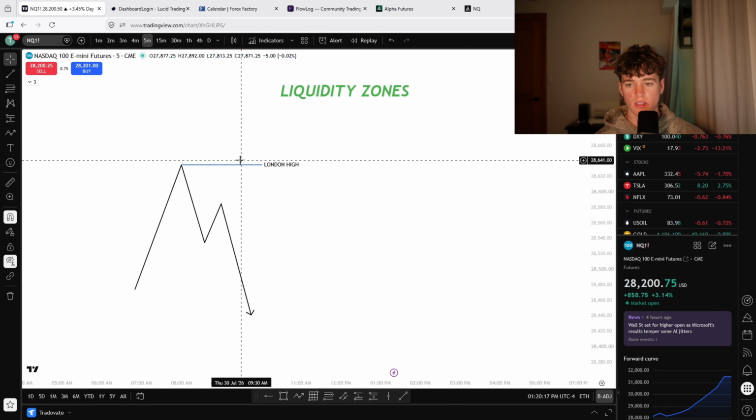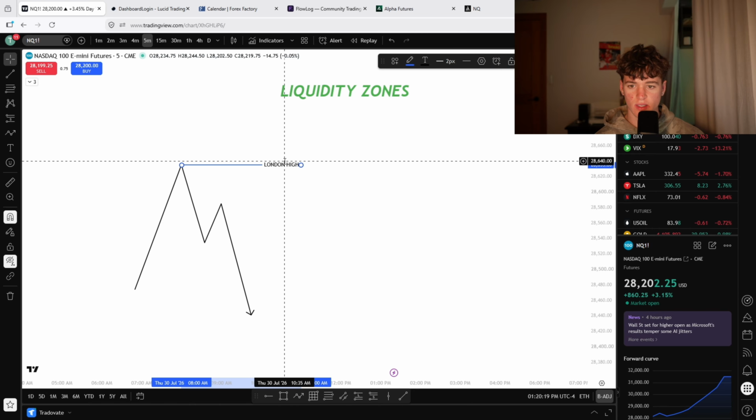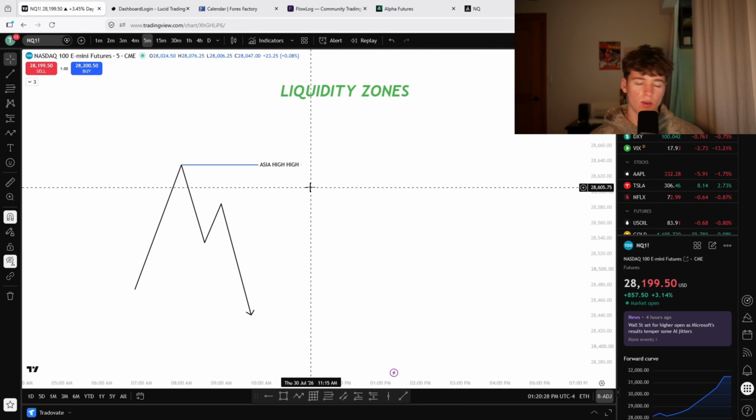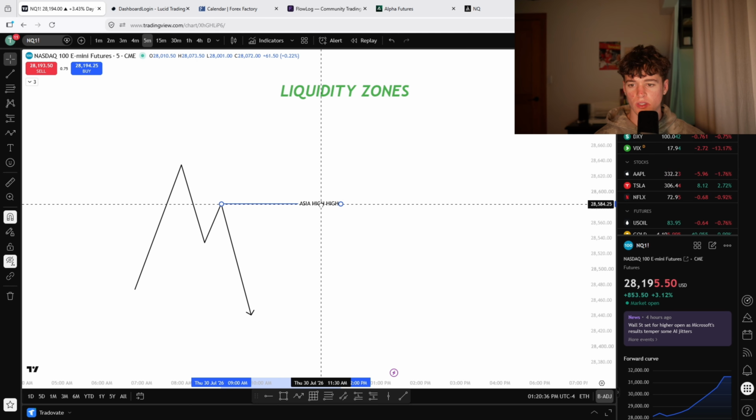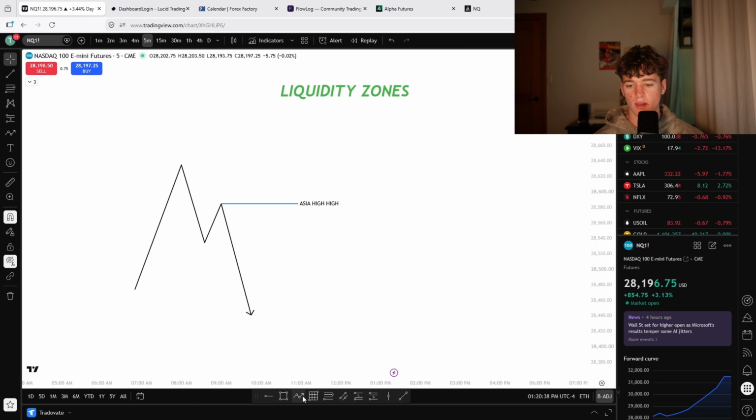Another super strong draw would just be Asia highs and lows. So let's say this is the Asia high. Or London high, Asia low, London low. There's going to be session highs and lows that are going to be super strong draws on liquidity. Those are going to be almost as good as equal highs.